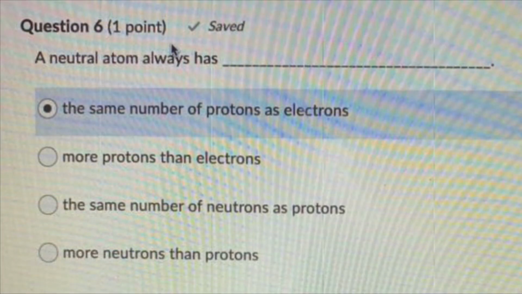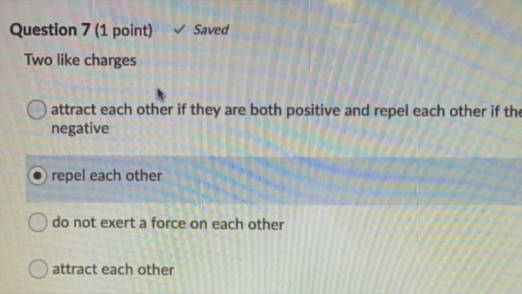In order for anything to be neutral, it has to be balanced. Balanced in this case would be the same number of protons and electrons. Again, with the stuff that we should already know, like charges repel each other, opposite charges attract each other.